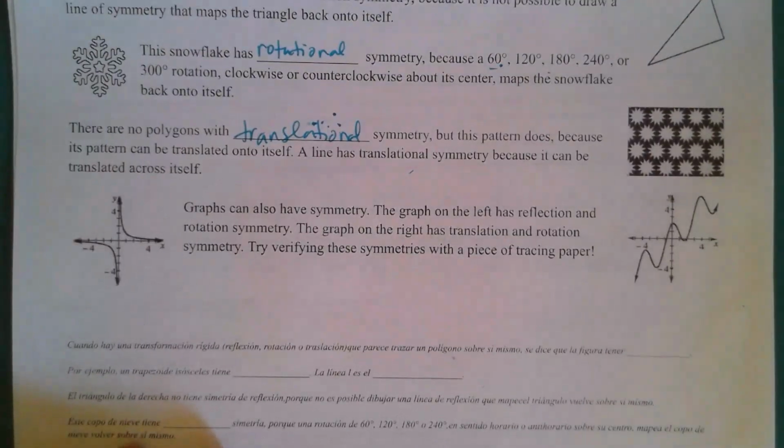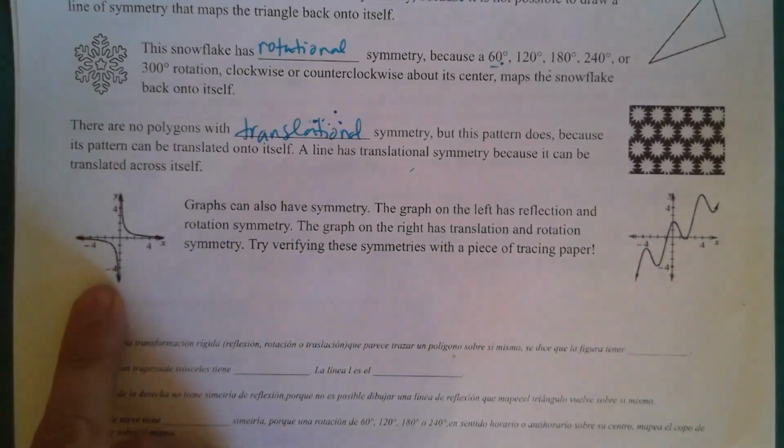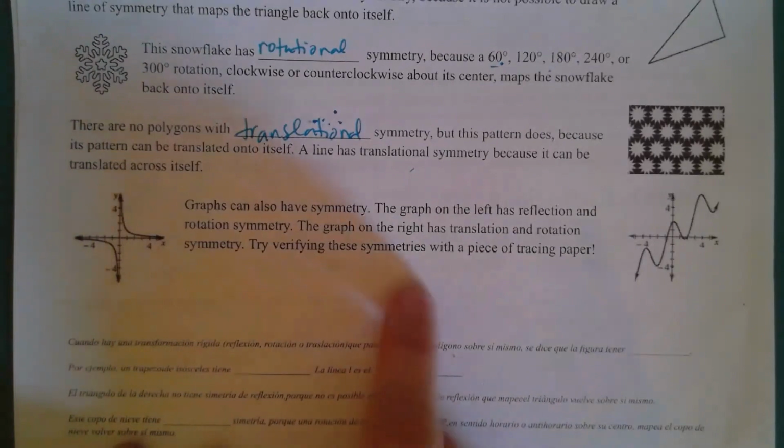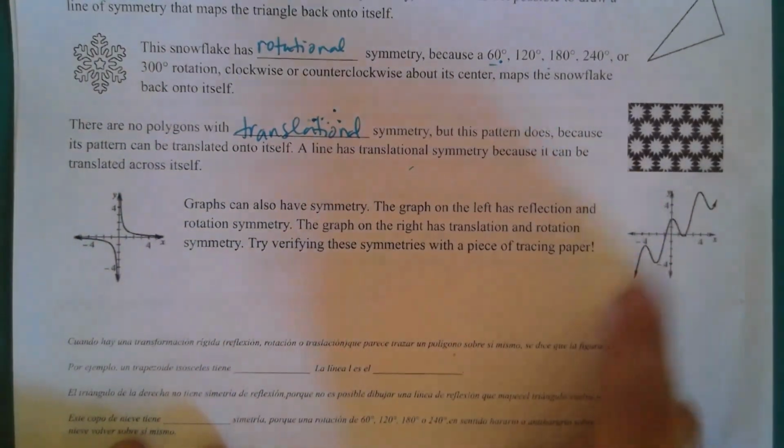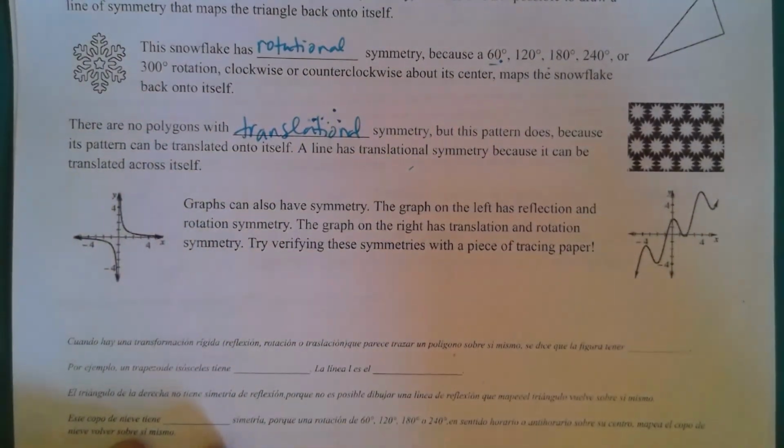And graphs can have symmetry. The graph on the left has reflection and rotation symmetry, and on the right here we've got a graph with translation symmetry. If you want, you can get out some tracing paper and verify it. Woohoo!